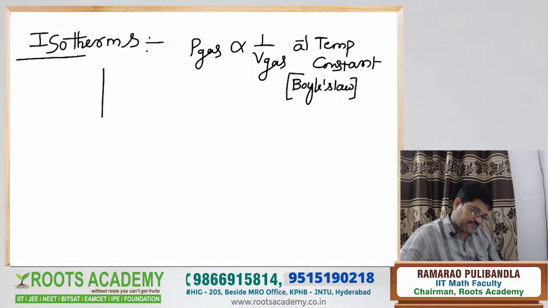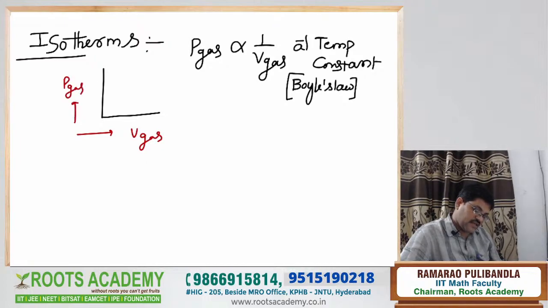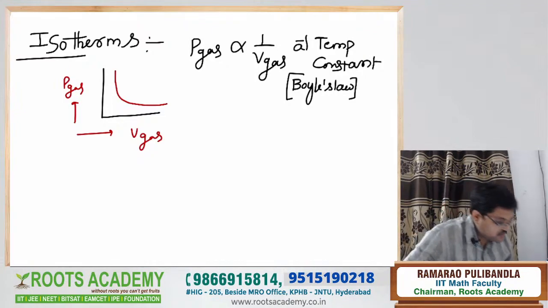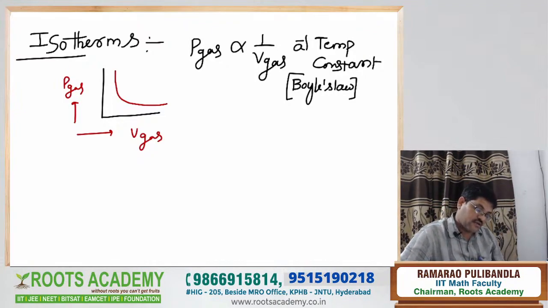That means, for example, on the x-axis the volume of the gas increases, and on the y-axis the pressure of the gas is plotted. As the volume of the gas increases, the pressure of the gas decreases exponentially. That is the meaning of isotope. And the second question.